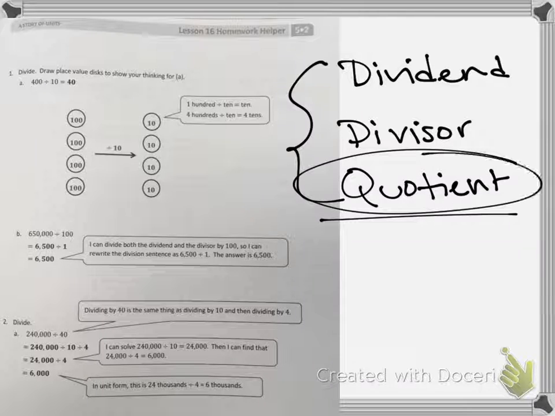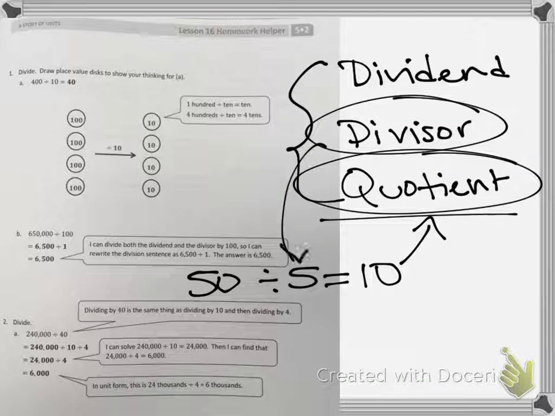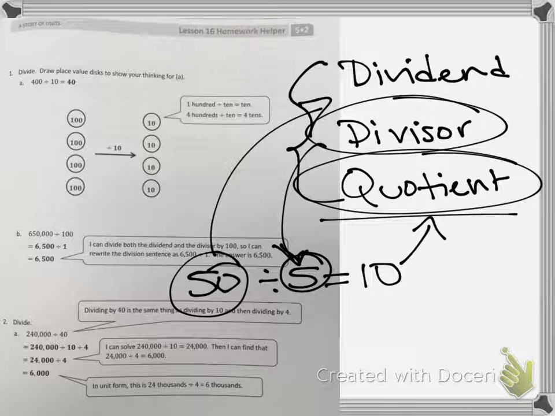It's going to be asking for the quotient, which is the answer to the division problem. So if we had 50 divided by 5, that would equal 10. That would be our quotient. Our divisor now is the number that we are using that is going to divide. We're dividing 50, so that's our dividend, and we're dividing 50 by 5. That's our divisor.